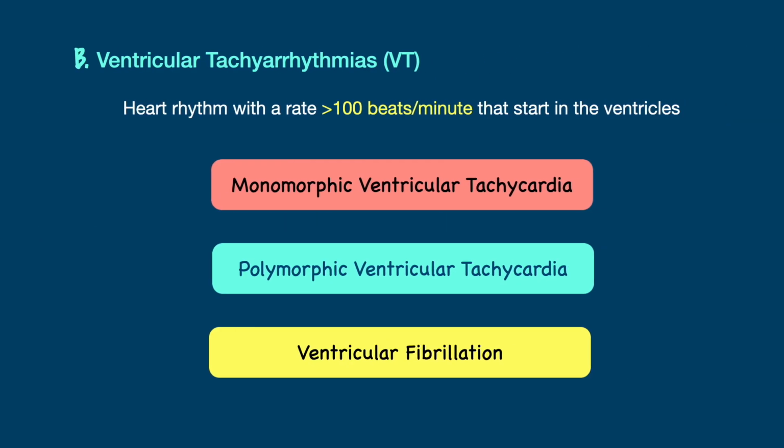Next would be ventricular tachyarrhythmias. This happens when there's any heart rhythm with a rate greater than 100 beats per minute that starts in the ventricles. Ventricular tachyarrhythmias can be divided into ventricular tachycardia and ventricular fibrillation.